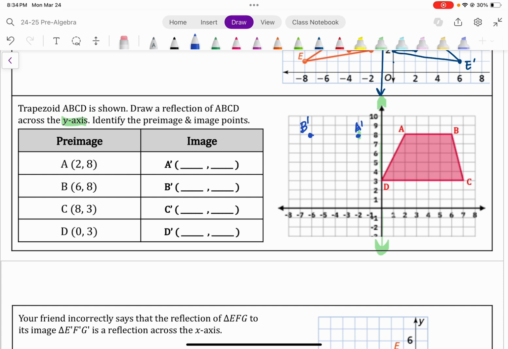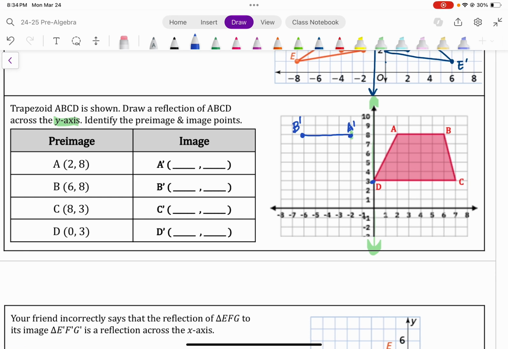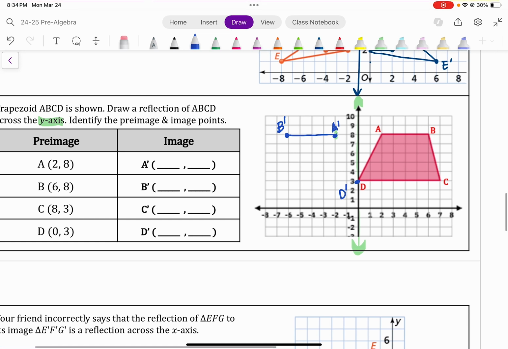Notice that from A to B is 4 units. A prime to B prime is 4 units. Now, D is on the line of reflection, and that's okay. D prime can stay there. And C is 7 away from that, so C prime is going to be 7 away from that. So what was maybe different about this one is that one of our points was sitting on the line, but it's not going to change. It just stays where it is.